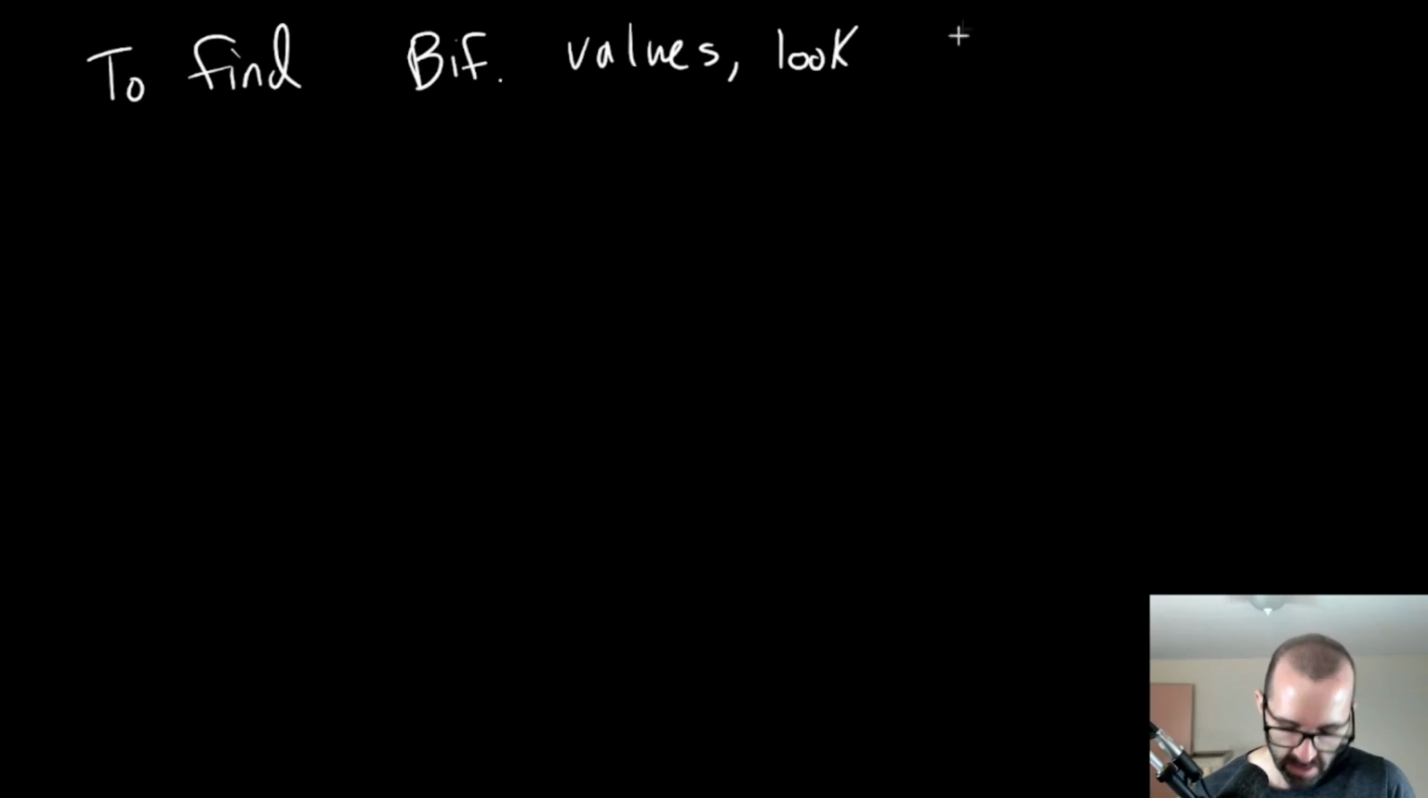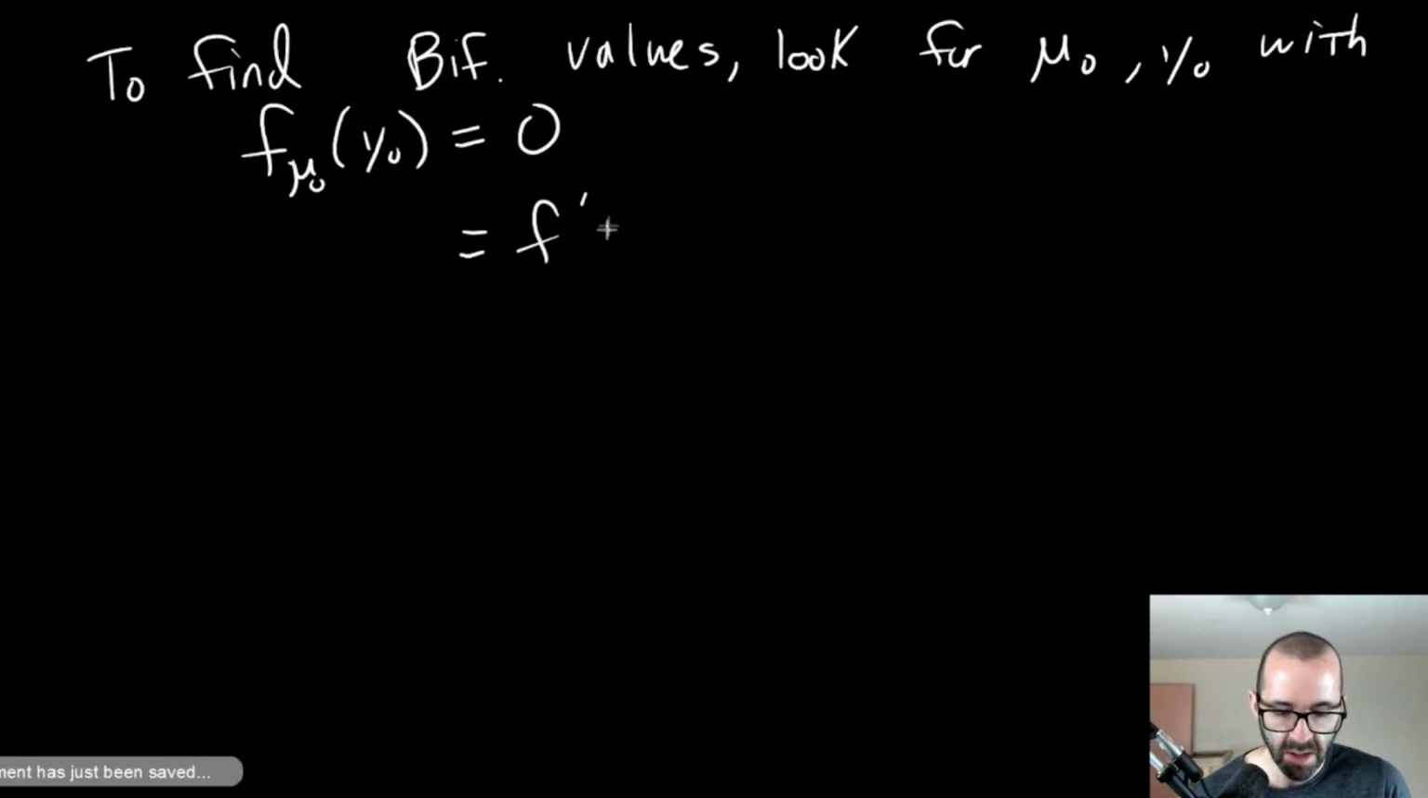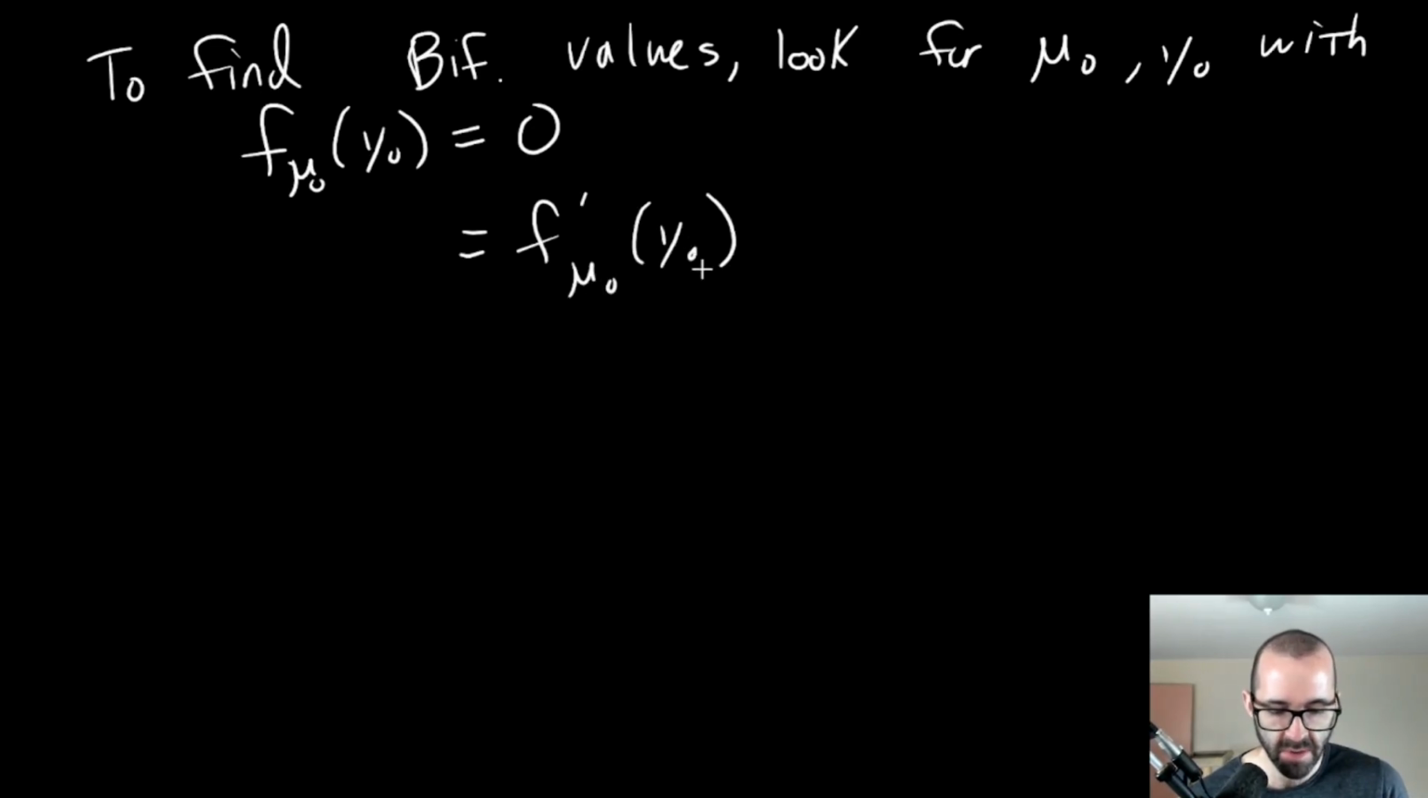So to find bifurcations, or specifically to find bifurcation values, we're going to look for an equilibrium and a parameter mu that has the following properties. Specifically, we want it to be an equilibrium, and we want it to be a questionable equilibrium. What does this say? This says we want it to be an equilibrium, and this says we're in that third category, or third outcome, for the linearization theorem.